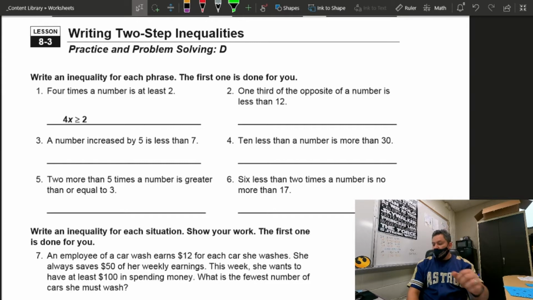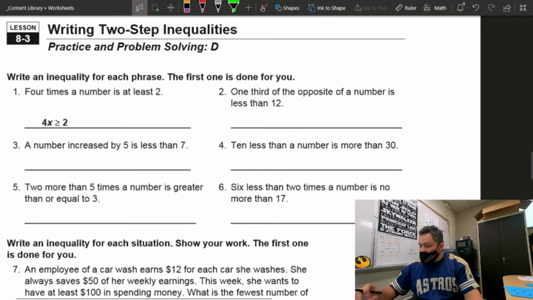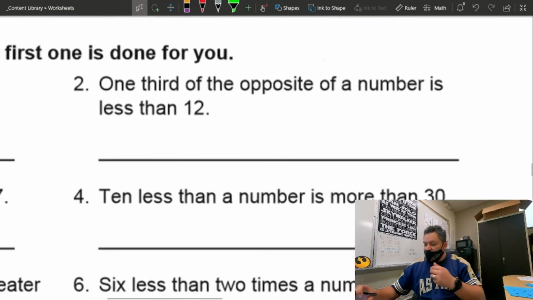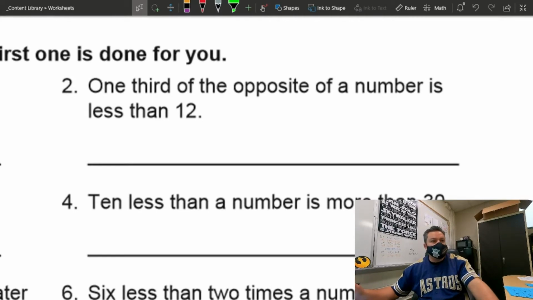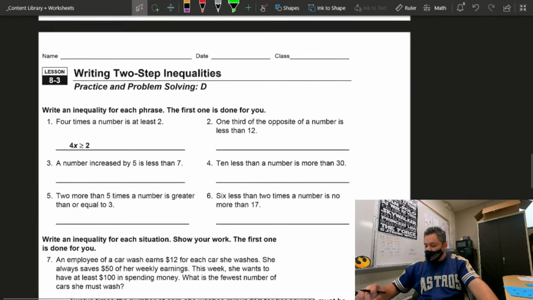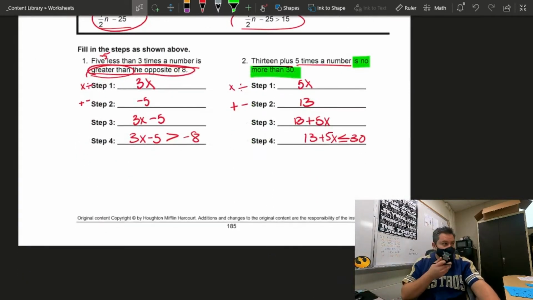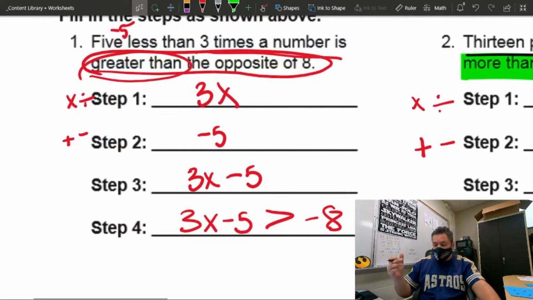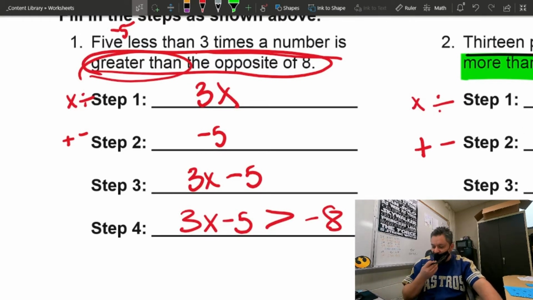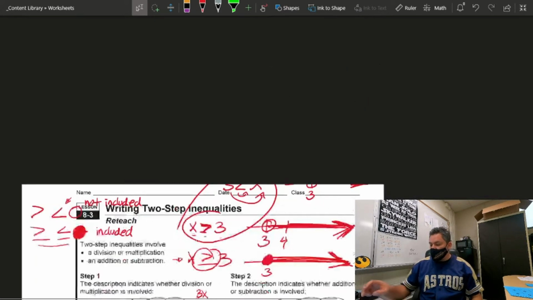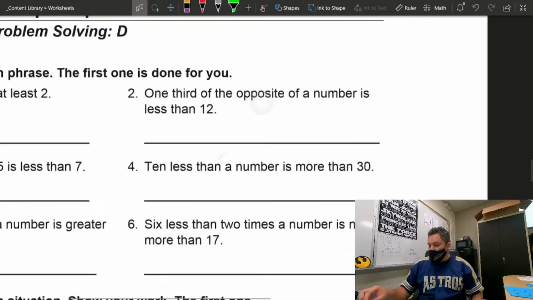Okay, so number 2. 1/3 the opposite of a number is less than 12. Now, I know on the previous video we did 4 steps, which is okay. Because it literally tells you, first step, multiply or divide, find that. Step 2, add or subtract, find that. Step 3, combine them. Step 4, put the inequality sign and everything together. And it's okay because it's very organized. But I'm going to show you that you can also do this a little bit differently. So let's look at number 2.